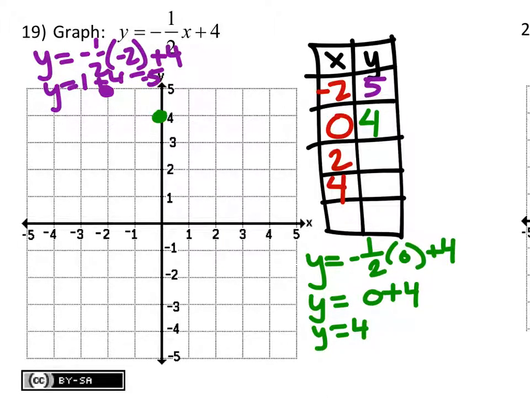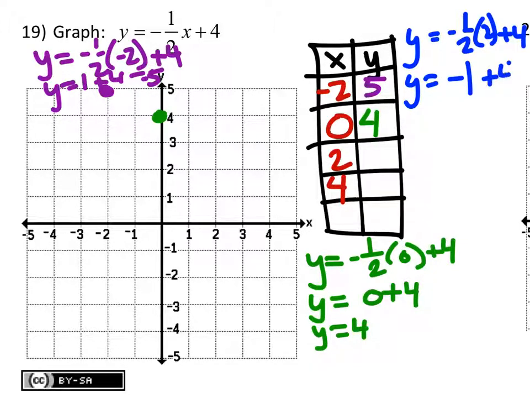And then just one more point should do it. We can do the 2 one though. -1/2 times 2 plus 4. So y equals -1/2 times the 2 is -1 plus 4. So y is 3 there. So I got the point 2, 3.